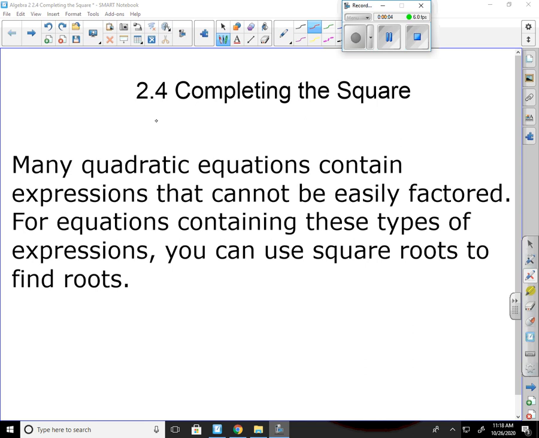All right, we are back with 2.4, completing the square. So many of the quadratic equations that we've done contain expressions that cannot be easily factored. Everything that we have done so far has been factorable, but for equations containing these types of expressions, we can learn to use square roots to find the roots. So whenever things aren't factorable, we can just use square roots in some cases.